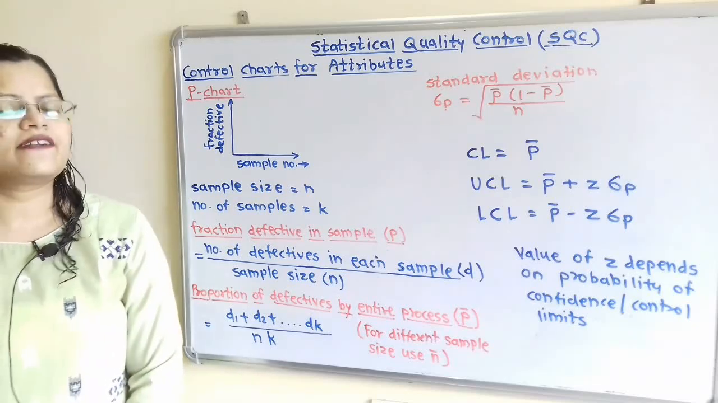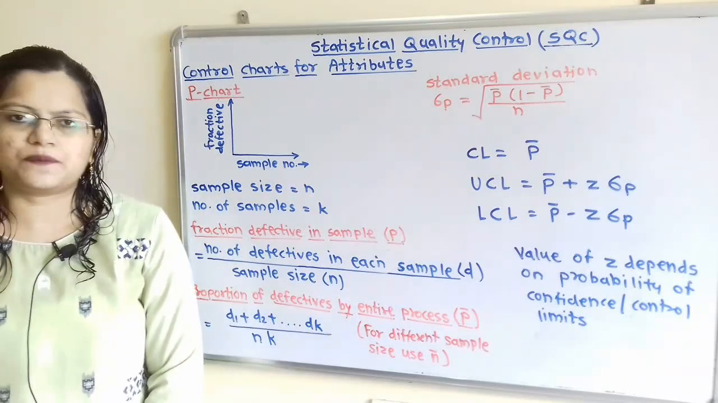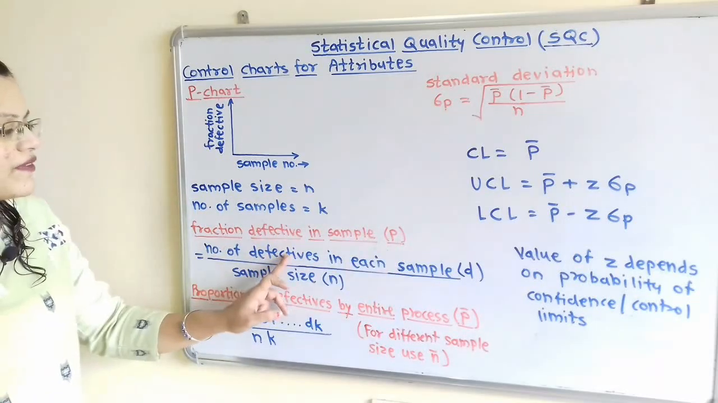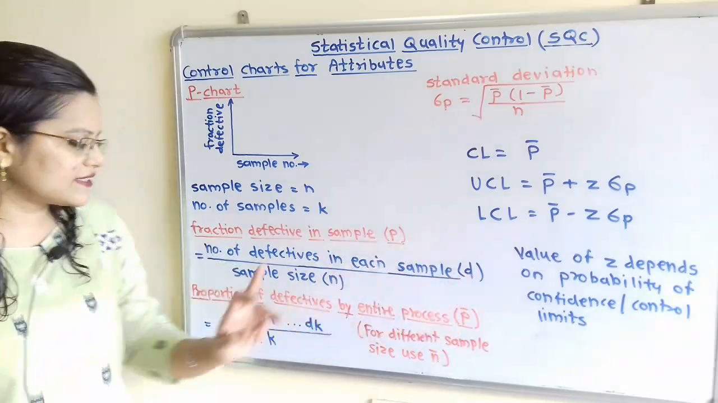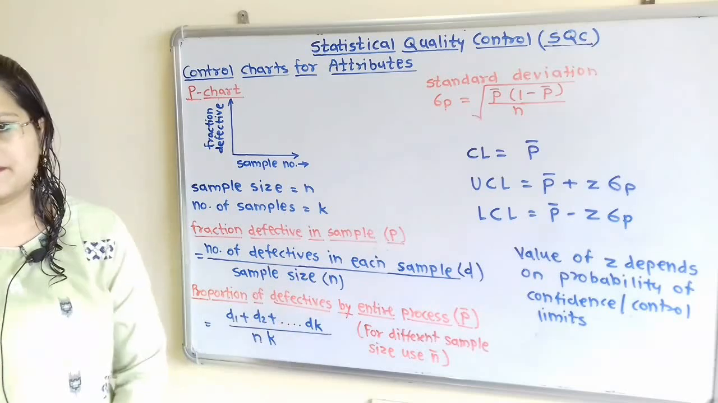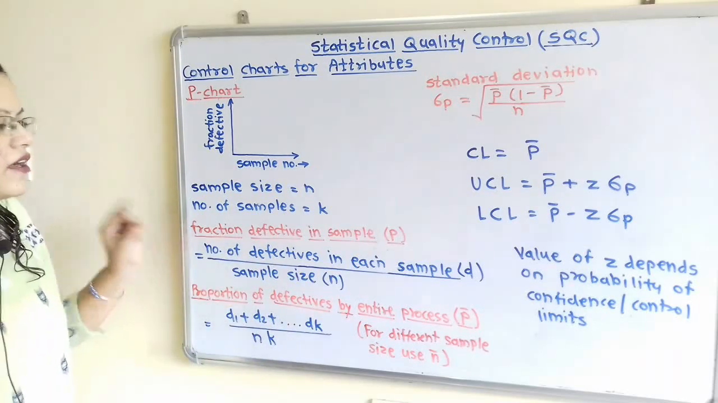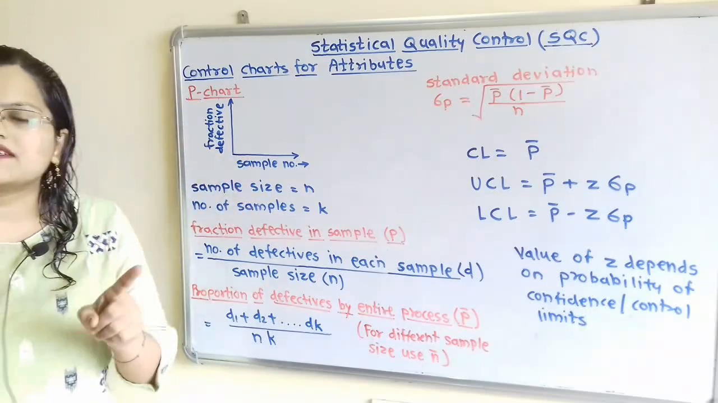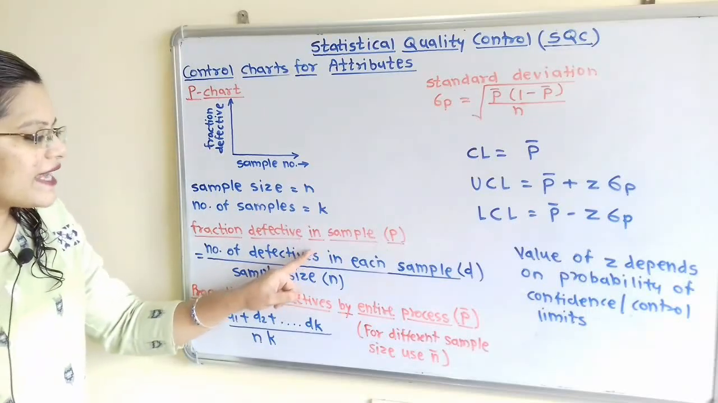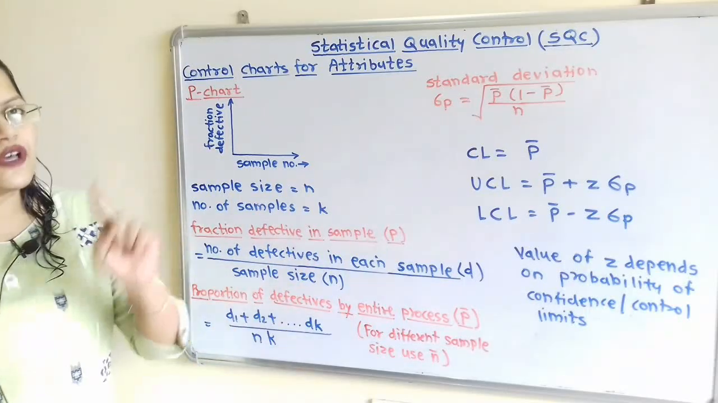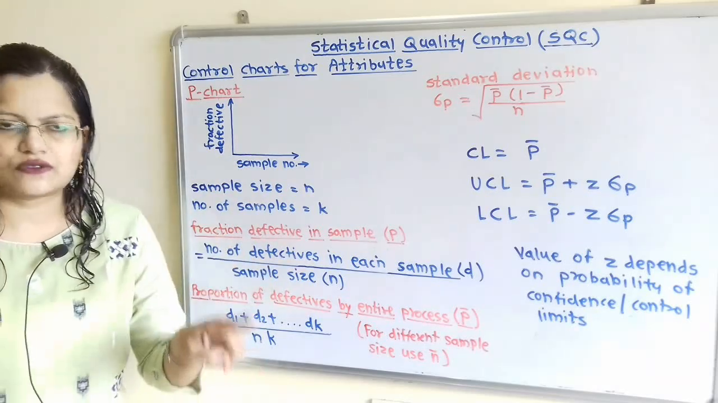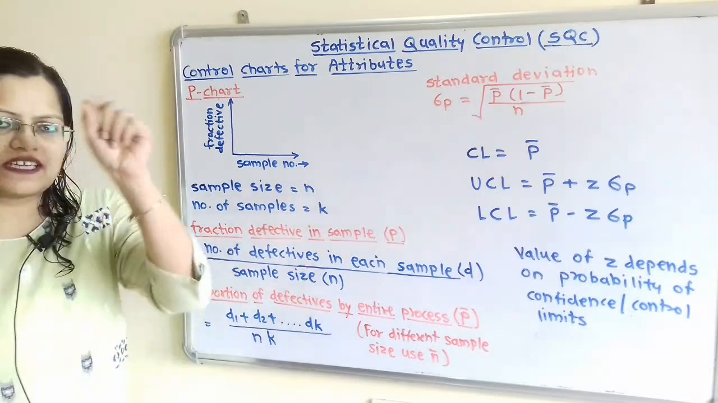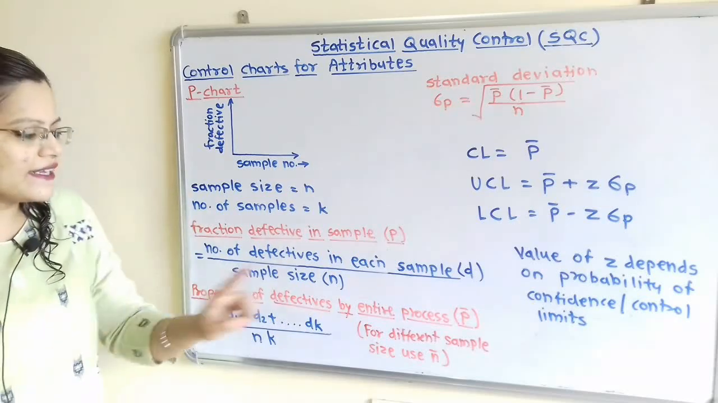Now how to calculate fraction defective? Its notation is P. So fraction defective in a sample, P, is equal to the number of defectives in each sample, that is D, divided by sample size n. For sample number 1 the defective is D1, so I take D1 divided by n. For sample number 2, defective is D2, so D2 divided by n. And for the kth sample, Dk divided by n.